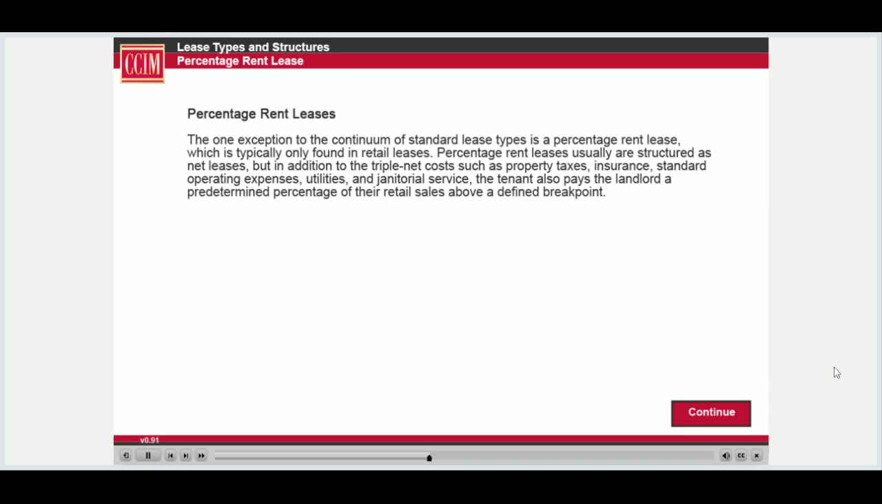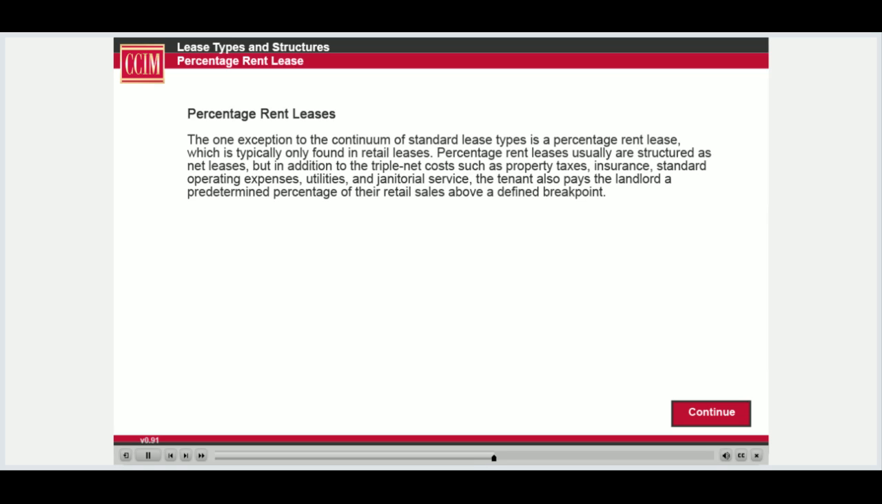The one exception to the continuum of standard leasing types is a percentage rent lease, which is typically only found in retail leases. Percentage rent leases usually are structured as net leases, but in addition to the triple net costs such as property taxes, insurance, standard operating expenses, utilities, and janitorial service, the tenant also pays the landlord a predetermined percentage of their retail sales above a defined breakpoint.